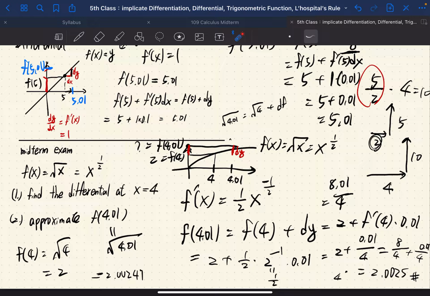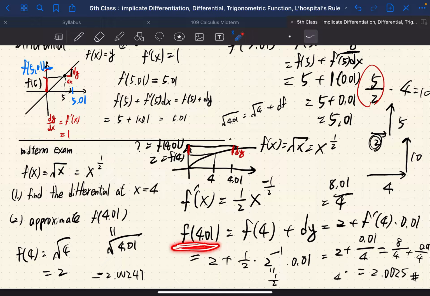So let's do a quick review. When you ask a question like this, you just need to first get the easy one, and then plus the dy. And then what is dy? dy is the derivative of this point multiplied by the distance. Then you get a dy.